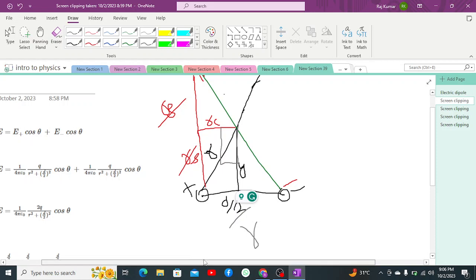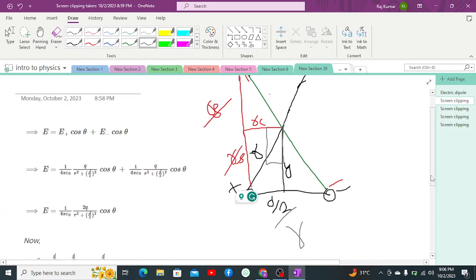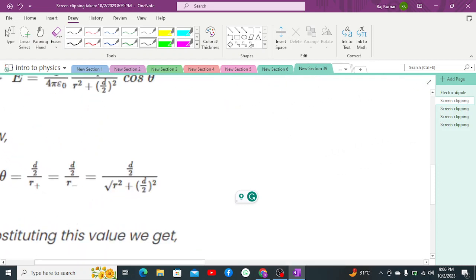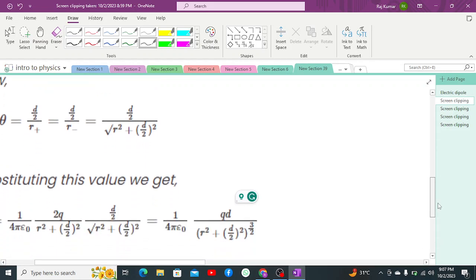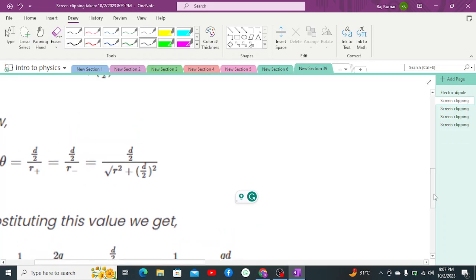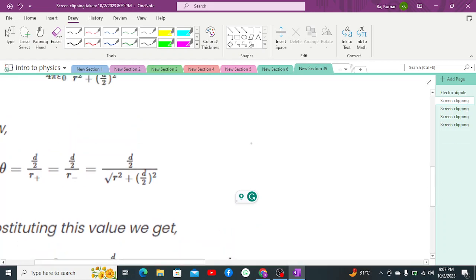This is how we do it. Apart from which, we also want cos theta, which we do over here. Now d upon 2 upon r can be written in the form d upon 2r. When we put the value of d upon 2r, we'll have an equation like this. But before putting the value of d upon 2r, we will put the value of r.